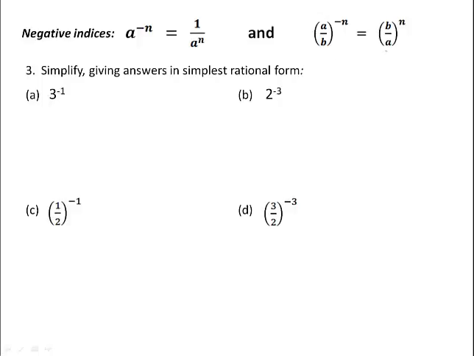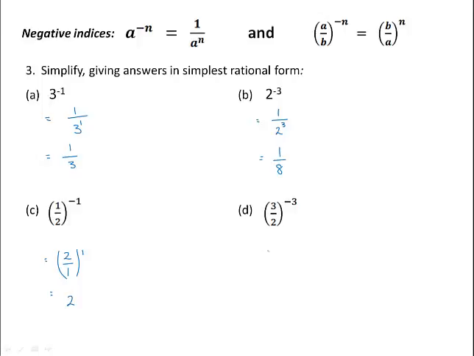Using these two rules, we can simplify the following problems. We know that anything raised to a negative power is the same as 1 over that value raised to a positive power. So 3 to the power minus 1 is the same as 1 over 3, or a third. Similarly, 2 to the power minus 3 would be 1 over 2 cubed, or 1 over 8. If we have a half raised to the power negative 1, that would be the same as 2 over 1 to the power 1, or 2.